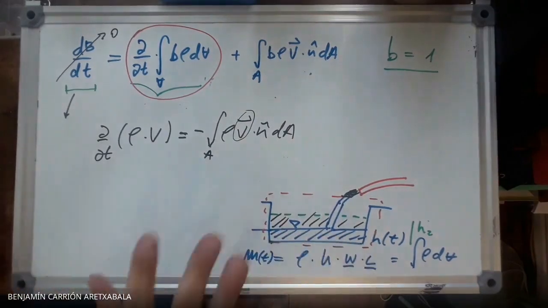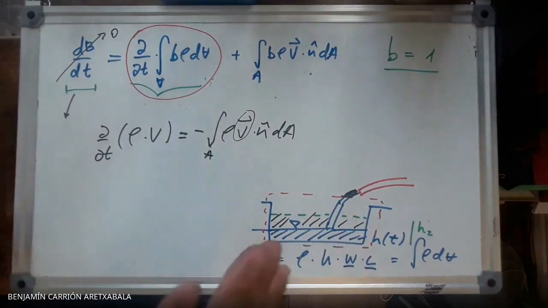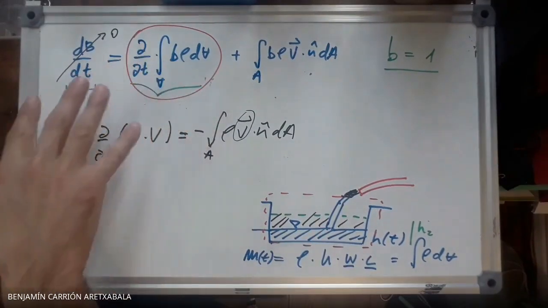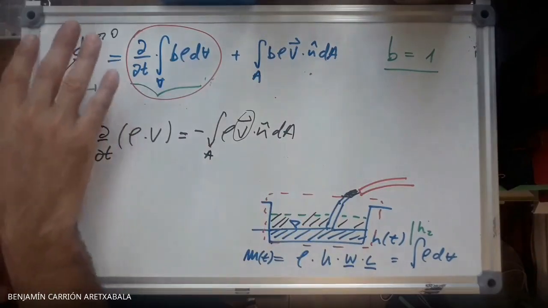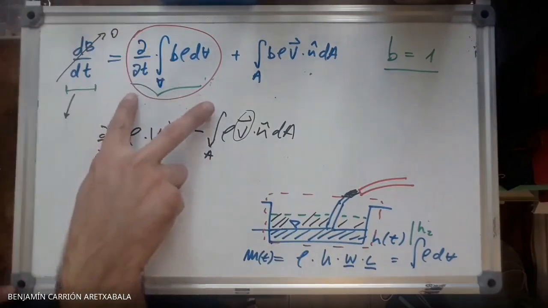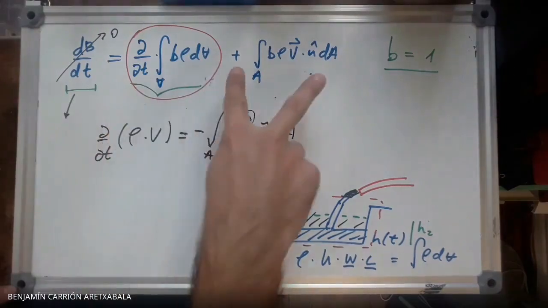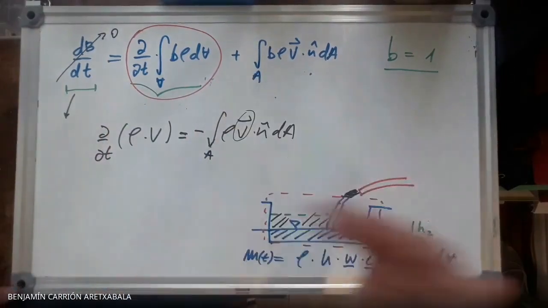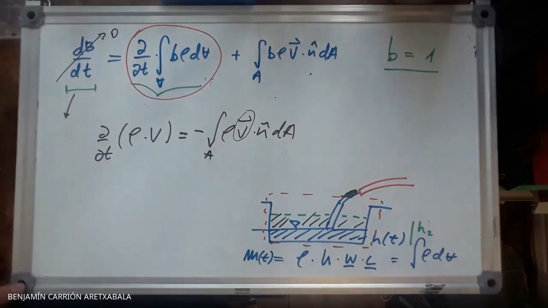Okay, so this was a bit with the hands, right? Not very formal, but the idea is that if you're conserving a certain quantity, then this guy is 0. So whatever is changing inside your control volume has to be balanced by whatever quantity is flowing into or out of your control volume.